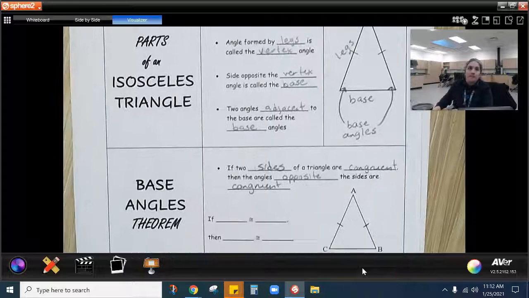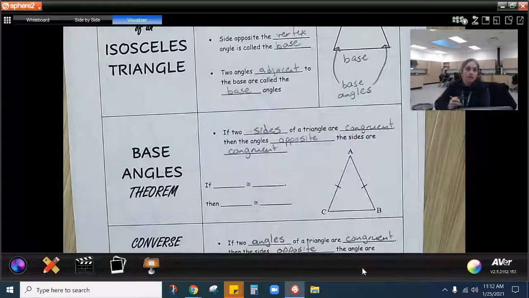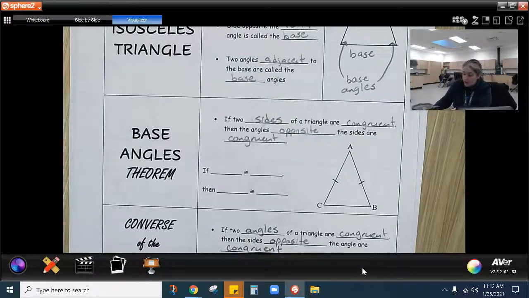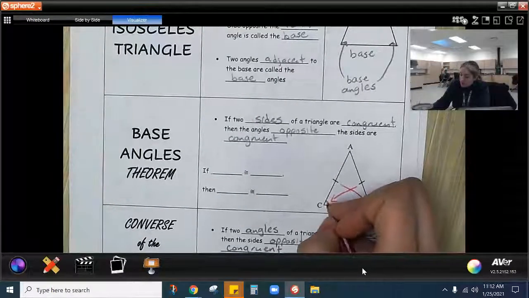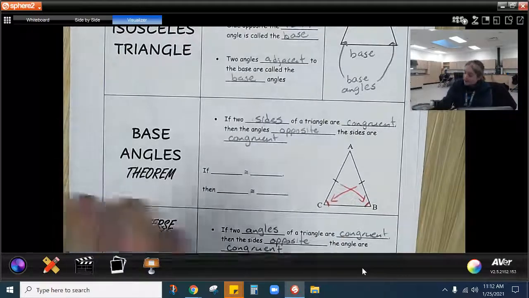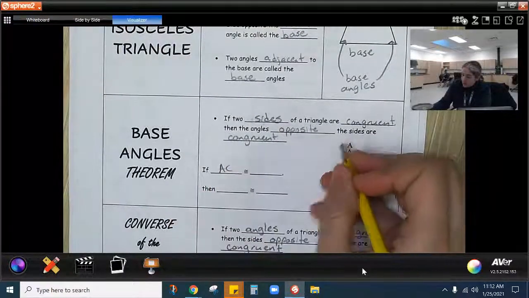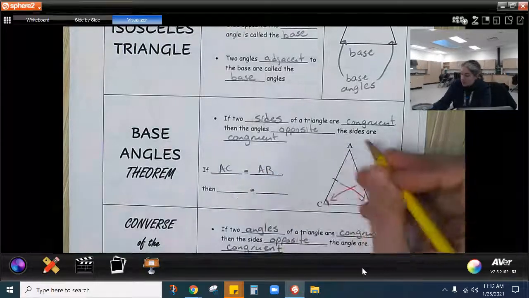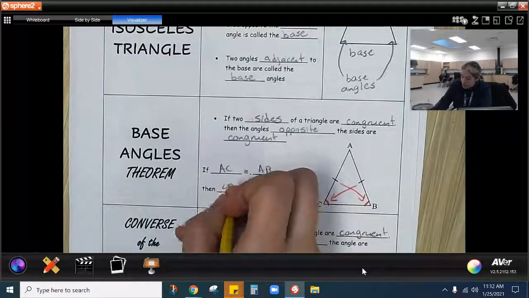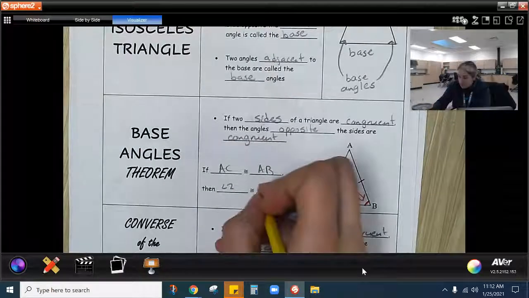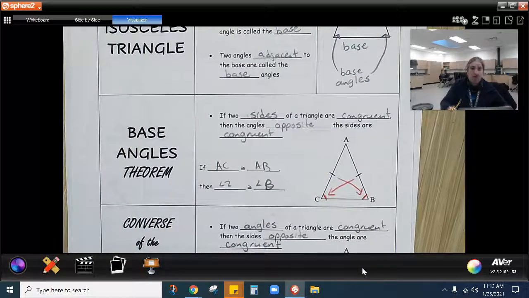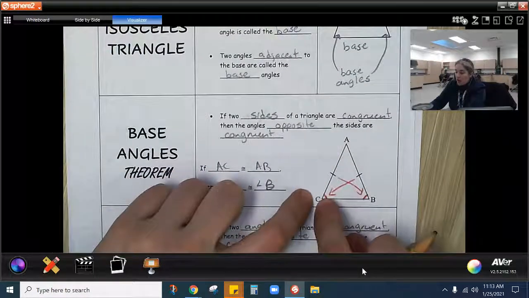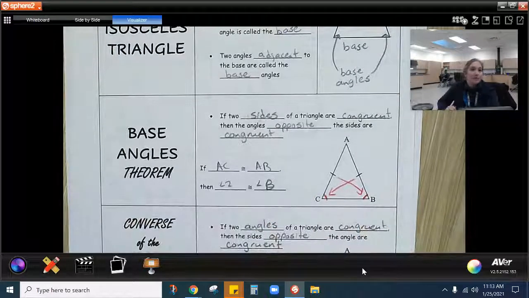So, base angles theorem. This says if two sides of a triangle are congruent, then the opposite angles are congruent. So that means like this. This is saying that if AC is congruent to AB here, then angle C is congruent to angle B. All right? So if these sides are congruent, then the opposite angles are also congruent. That's the base angles theorem.